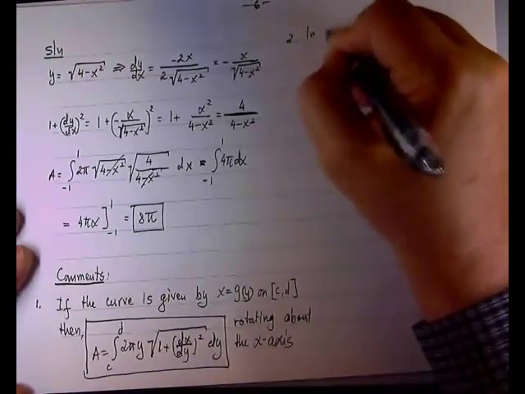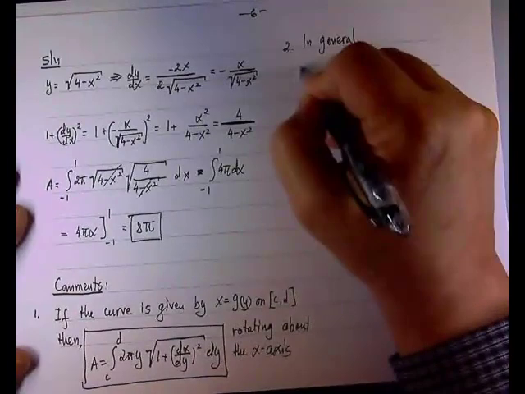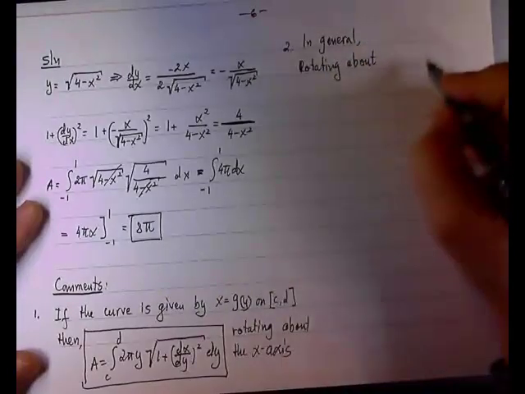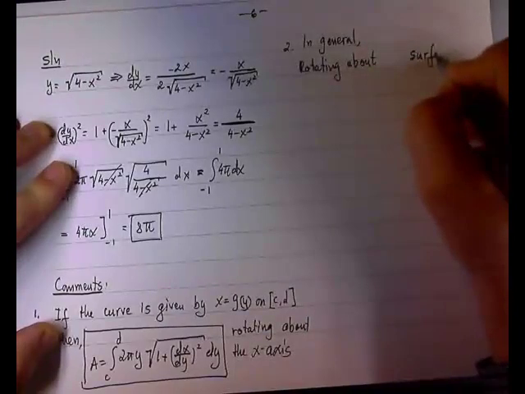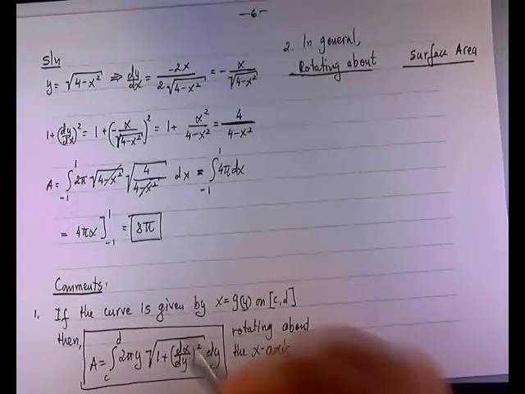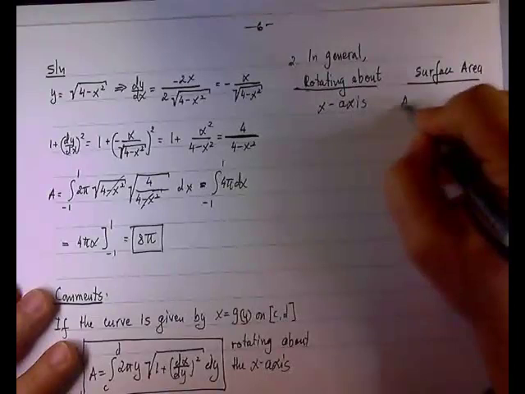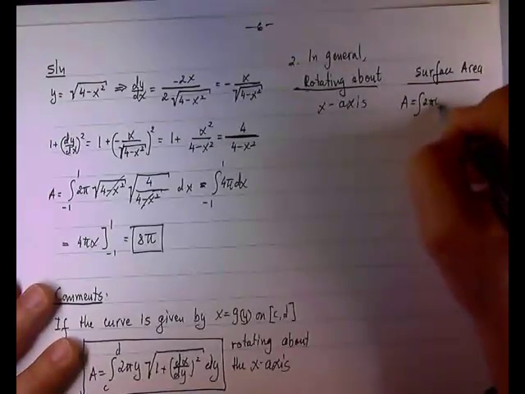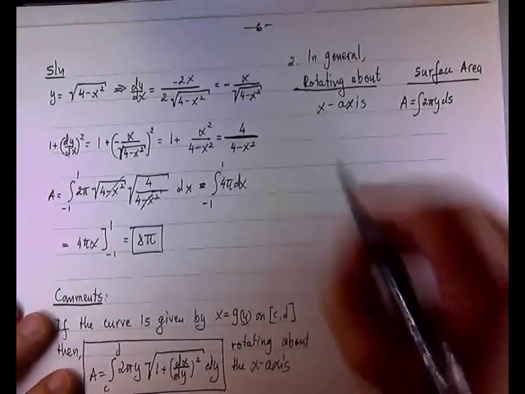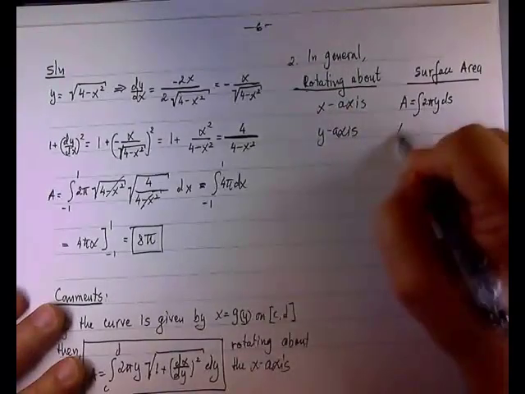Speaking of rotation, this will be the last comment, comment 2, and this is in general when we are looking at rotation. So we'll write the following: rotating about, and then the surface area. The arc length will be ds in any event. So if we rotate about the x-axis, as we saw before, then the surface area will be the integral of 2 pi y ds. ds can be either y equal f of x or x equal g of y, right?